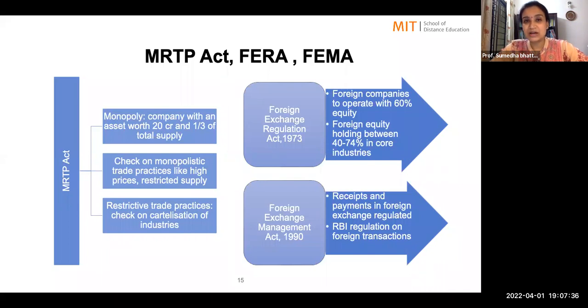Which act was passed to make regulation of foreign exchange transactions better compliant with liberalization? That is, better compliant with more foreign investment taking place, more private sector operating. Which act was passed? Now, when we are saying foreign exchange, obviously it has to do with foreign exchange transactions.